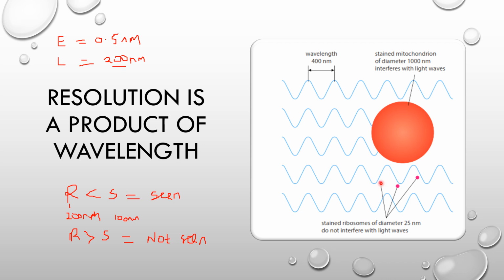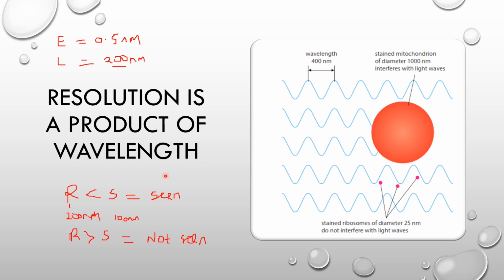So a light microscope cannot see a 25 nanometer ribosome. But look at this. This is stained. See it? Stained mitochondrion of diameter 1000 nanometers interferes with light waves. Can you see that the size of the stained mitochondria is 1000, so it is greater than even the wavelength of 400 nanometers.